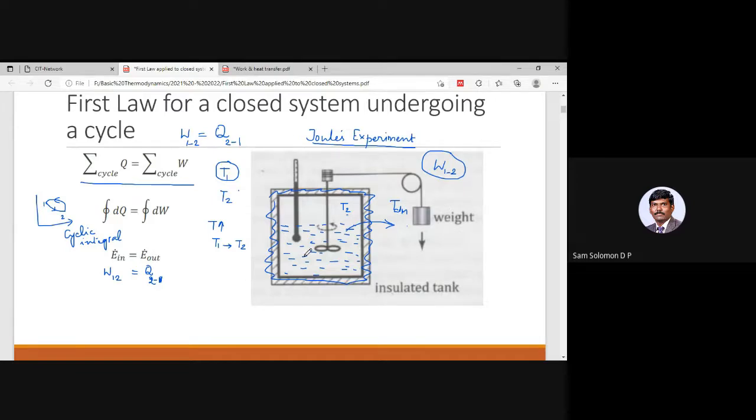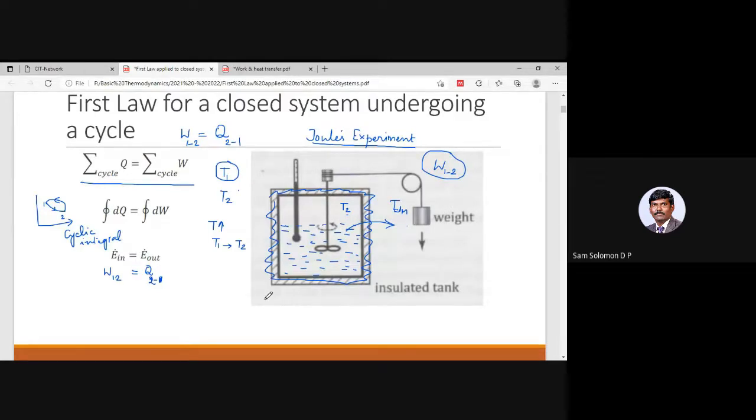Joules just stopped with the stirring process. He didn't open the insulation. If that is my case, I am doing an experiment where I have an insulated tank, and I am doing some stirring work alone. The insulation is not removed, the cycling process is not completed, but just the insulated tank is over there and just doing the stirring work. Only this part is there.